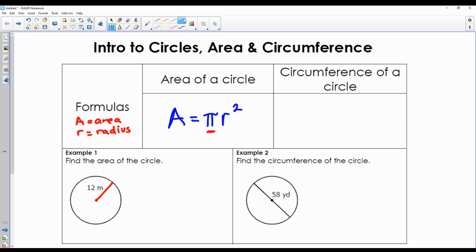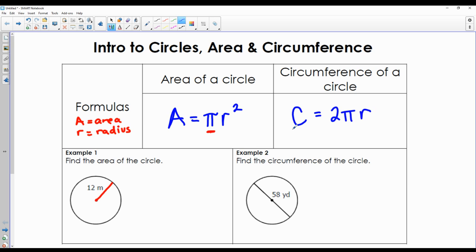One other important formula you need to know is the circumference. Area is how much square footage or square meters is inside the circle. The circumference is basically if you were to take a measure that could measure around things, you're going to go all the way. It's like the perimeter of a circle. That's what the circumference is. So it is 2 pi r.